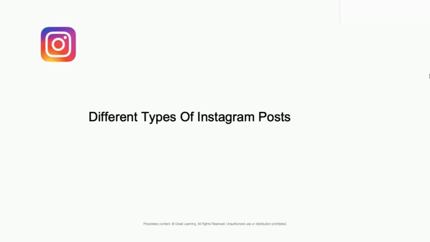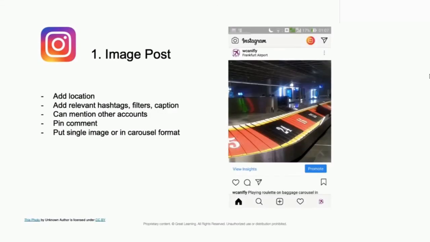Now we are going to understand what the different types of Instagram posts are and what types of content you can create on Instagram. First, image post. On an image post, you can simply add a location, relevant hashtags, filters and captions, explaining what your image is about and whatever you are feeling or looking to express through this image.